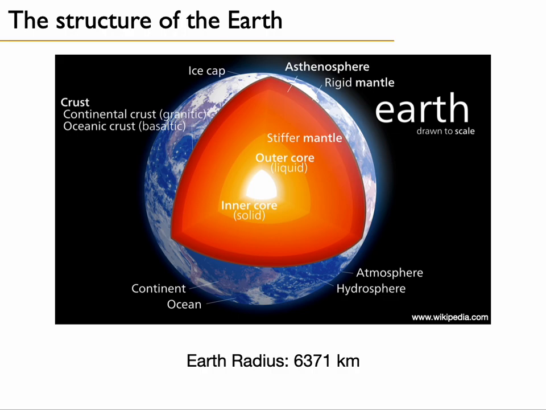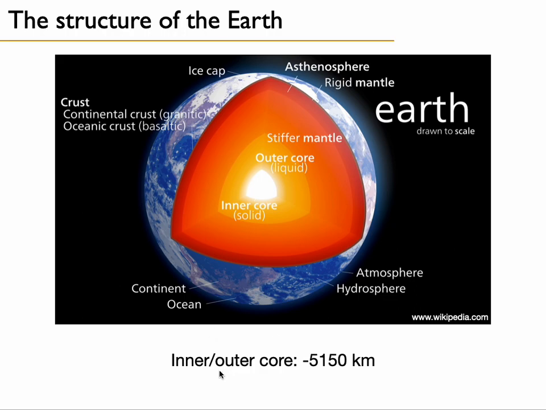For the structure of the Earth, here is a nicely drawn to-scale model of the Earth. So you see oceans and continents at the surface here, and inside this 3D block, a section has been removed in order to be able to see down to the outer core. The radius of the Earth is about 6,370 kilometers, and it has several layers.